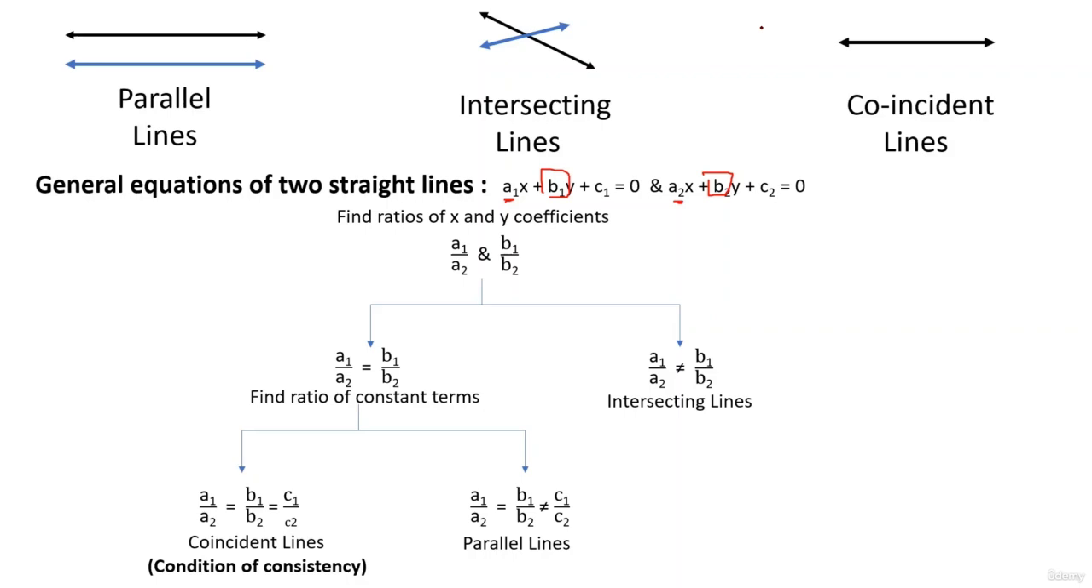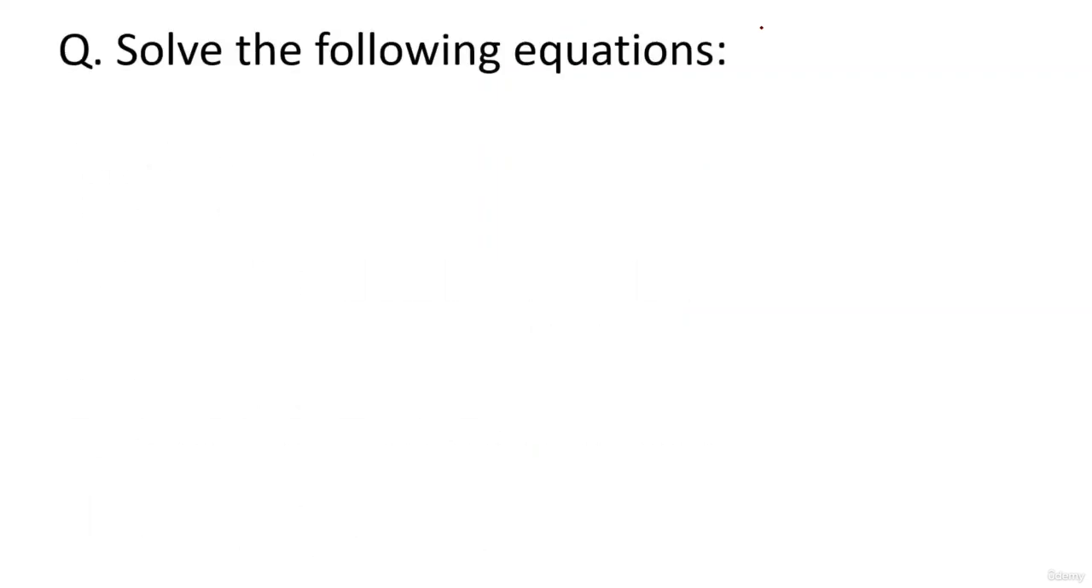So likewise, let's solve a few questions based on this. Solve the following equations: 4a plus 3b equals 11, and 2a plus 5b equals 9. Ratio of the x coefficients is 4 upon 2, the y coefficients is 3 upon 5, it's 0.6. They are not equal, right? Hence, you will have a unique solution to these equations.